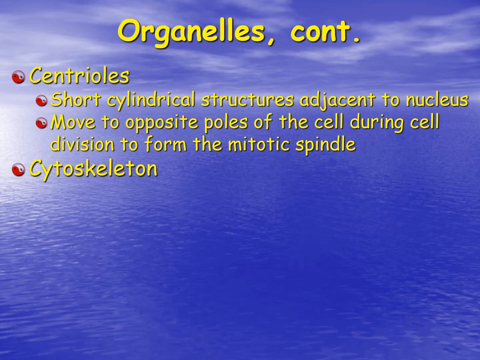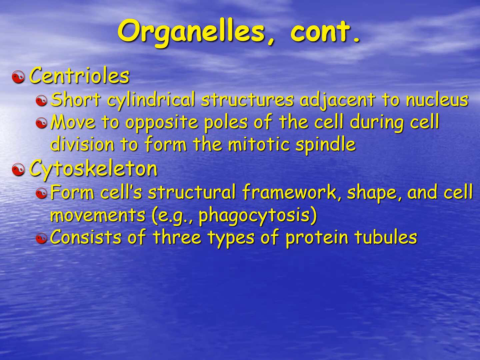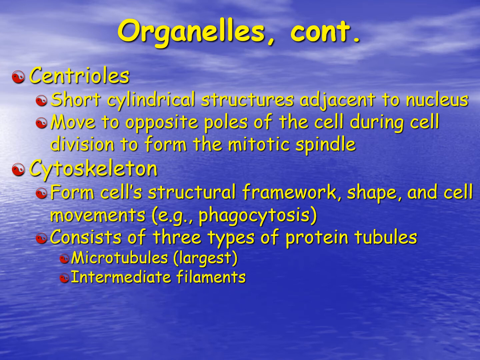The cytoskeleton, made up of proteins, forms literally the cell's skeleton. Forms the structural framework. It will allow the shape of the cell and even be involved in cell movements. It consists of three types of protein tubules. The largest are the microtubules, the intermediate filaments are in between, and finally the microfilaments are the smallest.